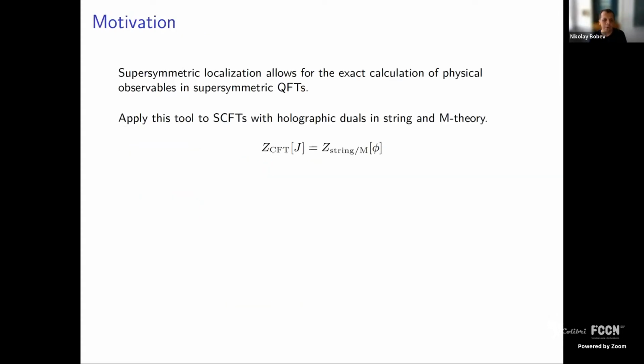Good. What's the motivation? So the motivation comes from two sides. On one hand, in quantum field theory over the past number of years, new tools have been developed to compute physical observables in some supersymmetric QFTs in various numbers of dimensions. And these are presumably exact tools to compute the path integral in the presence of some sources. Okay, so this is a tool that we usually don't have in strongly coupled quantum field theory.